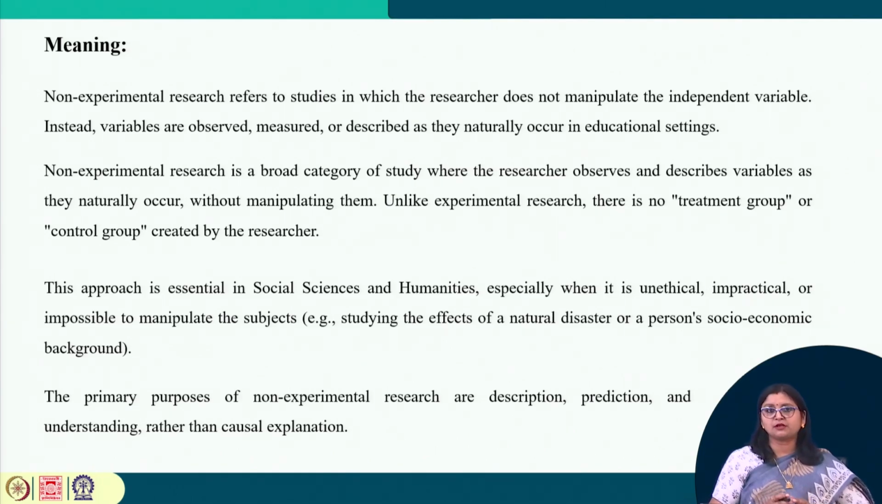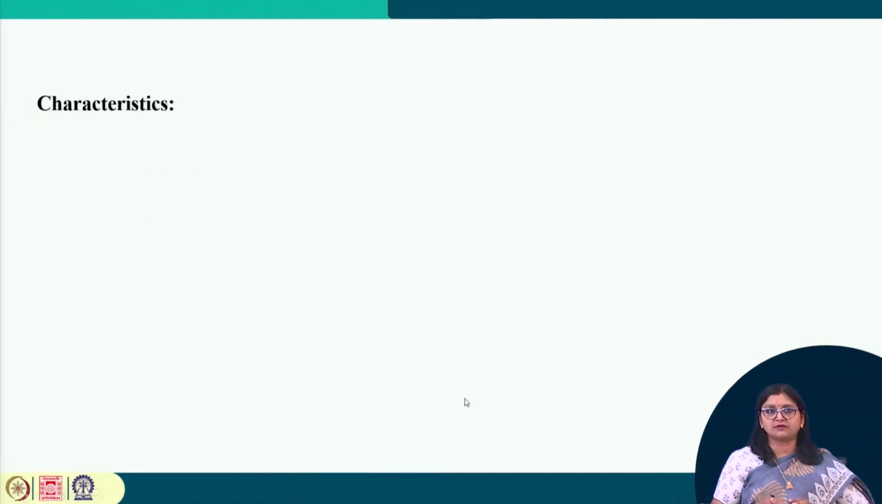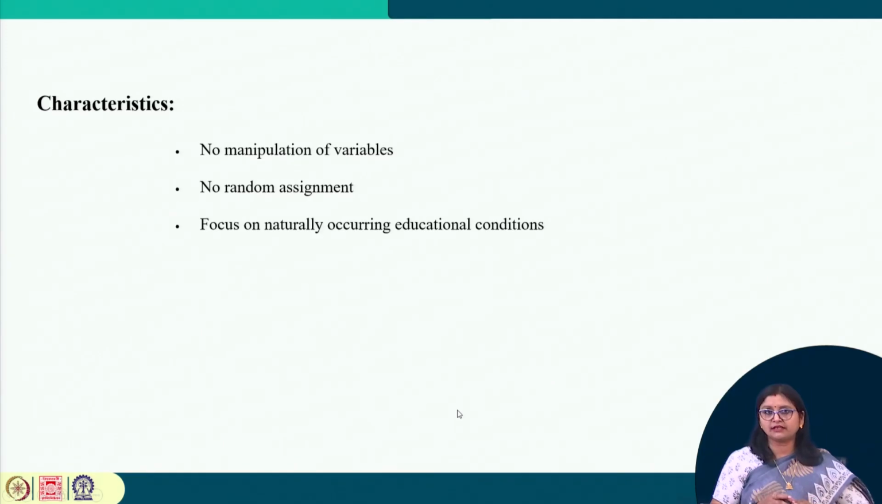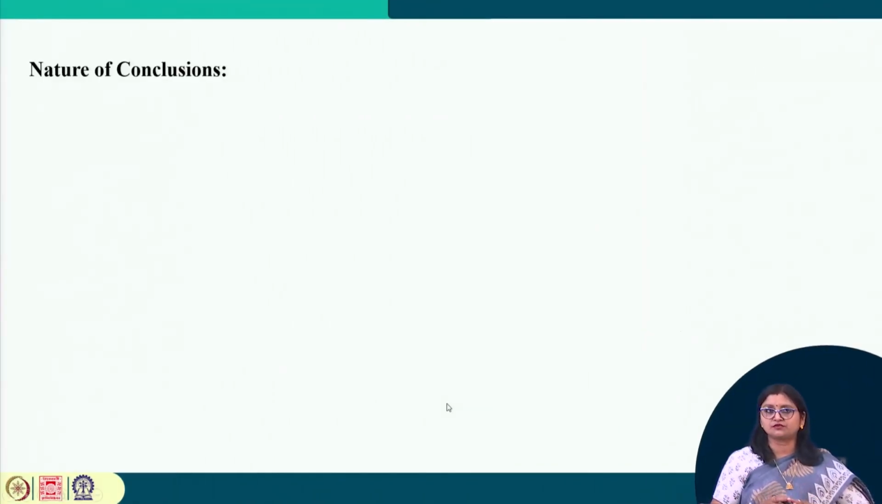The primary purposes of non-experimental research are description, prediction and understanding rather than causal explanation. So, what are the characteristics of non-experimental research? There is no manipulation of variables, no random assignment, a focus on naturally occurring educational or environmental conditions, and an emphasis on relationships, trends and experiences of individuals.